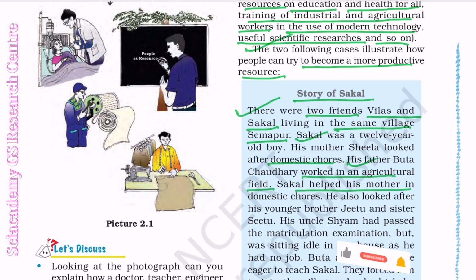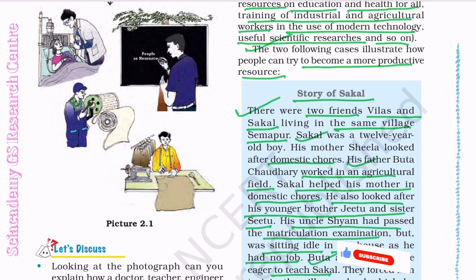Sakal helped his mother in domestic chores. He also looked after his younger brother Jitu and sister Situ. His uncle Syam had passed the matriculation examination but was sitting idle in the house as he had no job. Bhutta and Sila were eager to teach Sakal. They forced him to join the village school, which he soon joined.